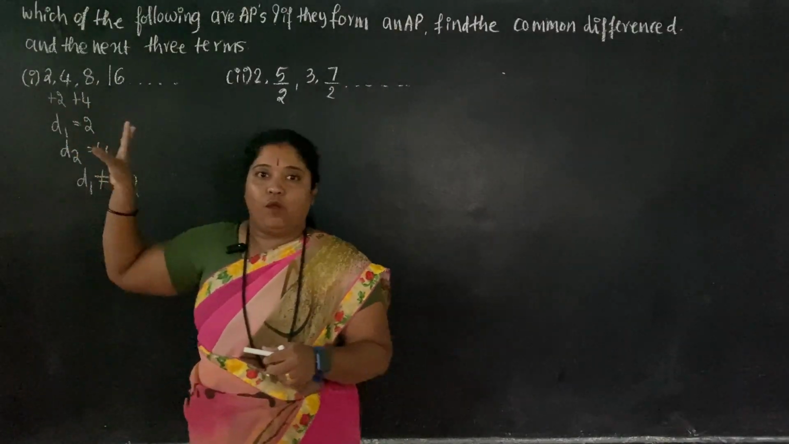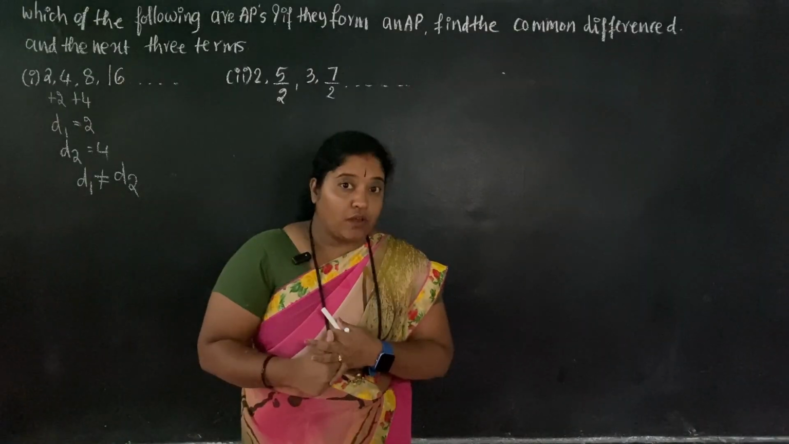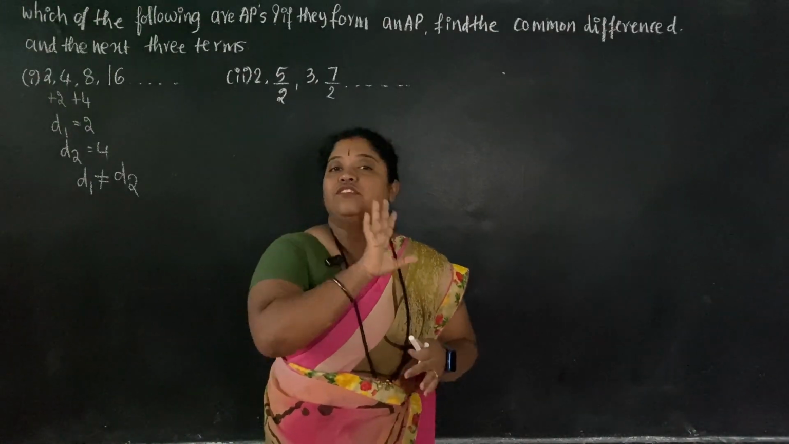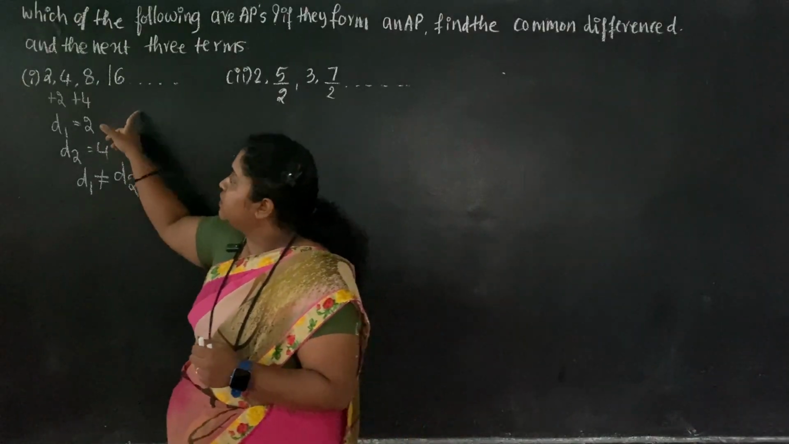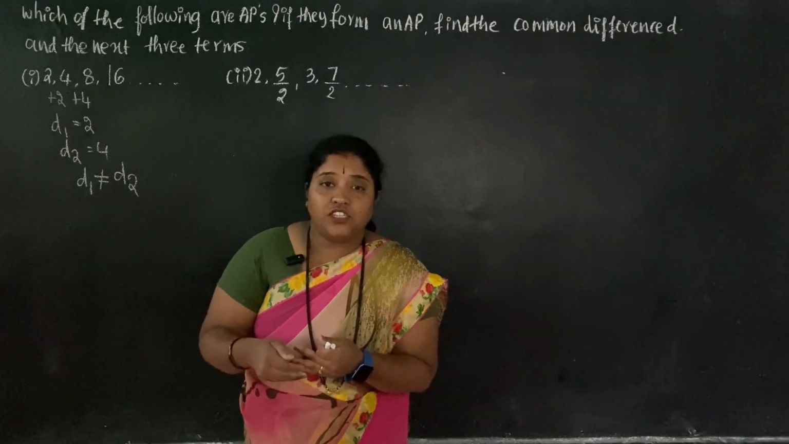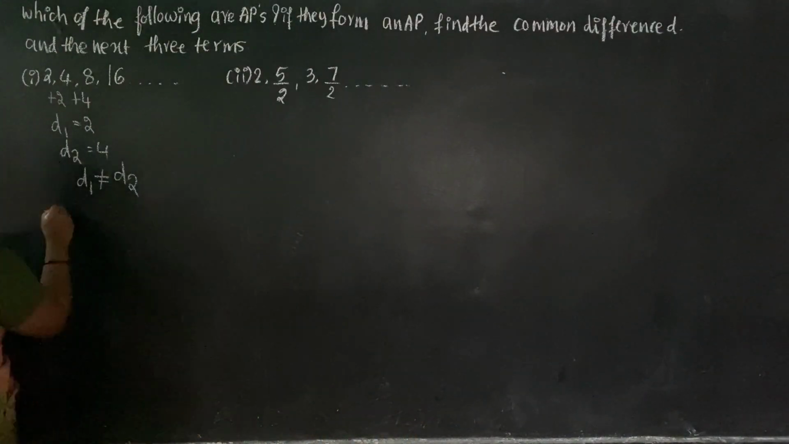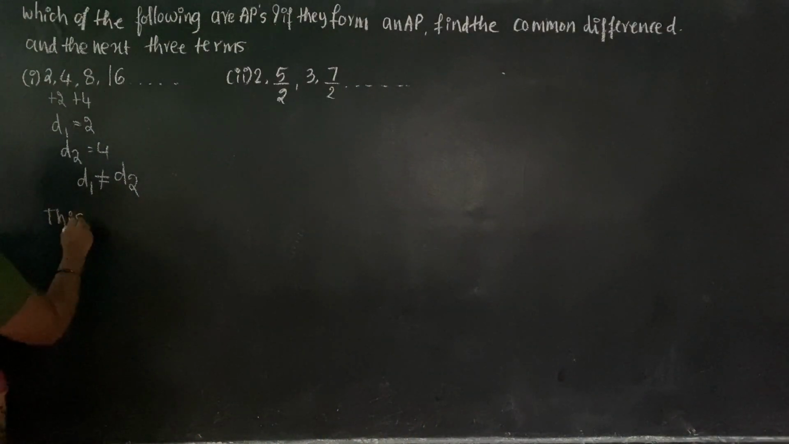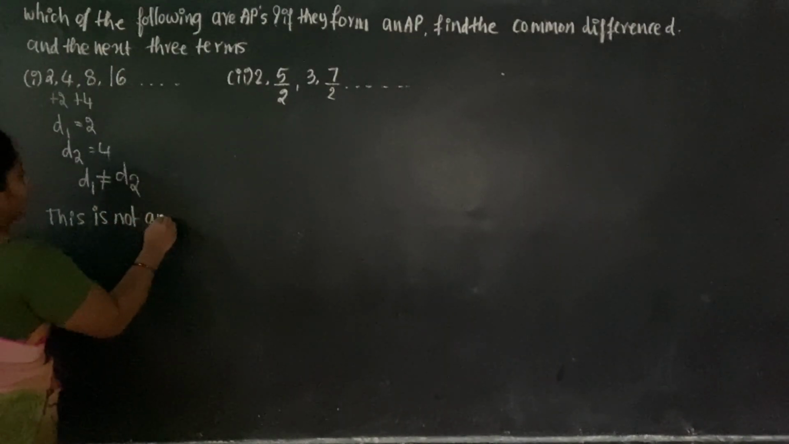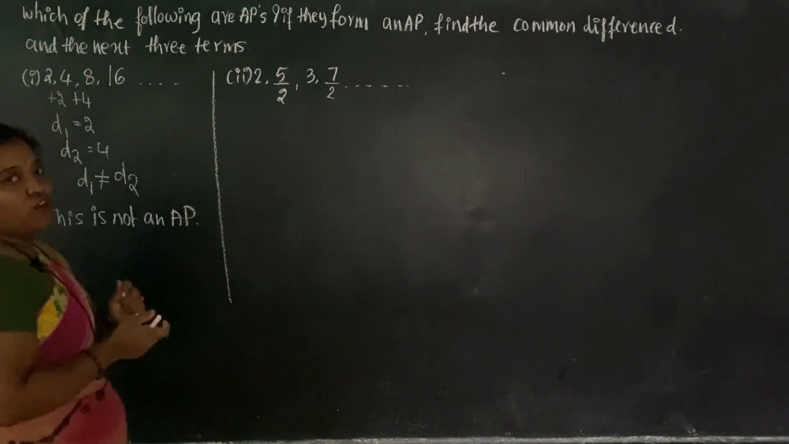Yes, it is a sequence. Okay, it is a pattern. But for us, what is an arithmetic progression? The common difference must be the same. A fixed constant value is to be added. But now, can you see here the fixed constant value is added? No, the value is changing. So what I say here, this is not an AP. So the first one I'll write, this is not an AP.